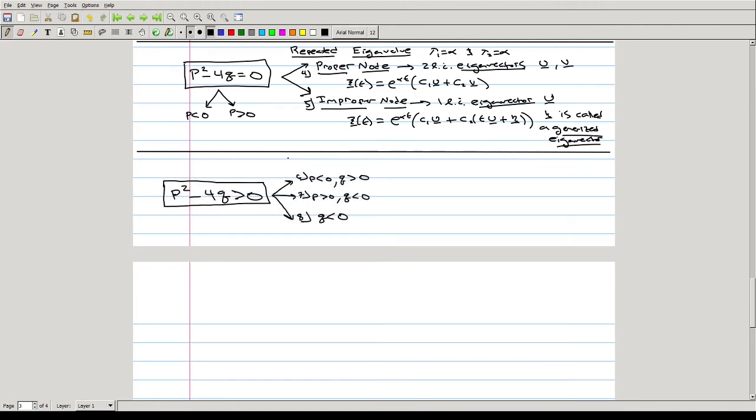So in this scenario we have distinct, real eigenvalues for the matrix A. Lambda 1, u and lambda 2, v are the eigenpairs. The general solution form we found was just x of t is equal to c1 e to the lambda 1 t times u plus c2 e to the lambda 2 t times v.